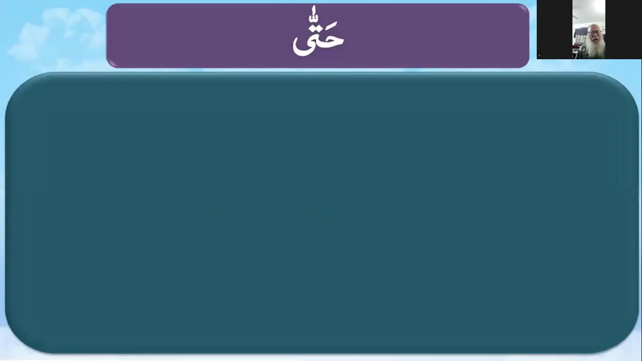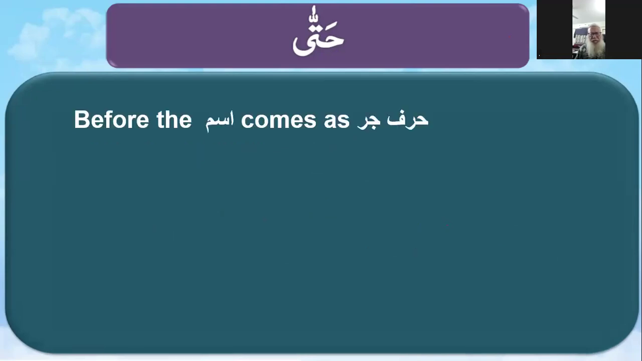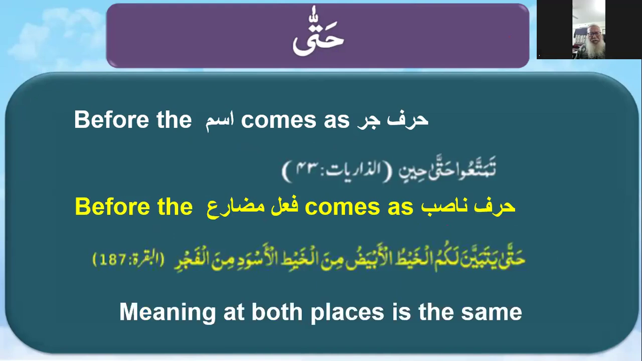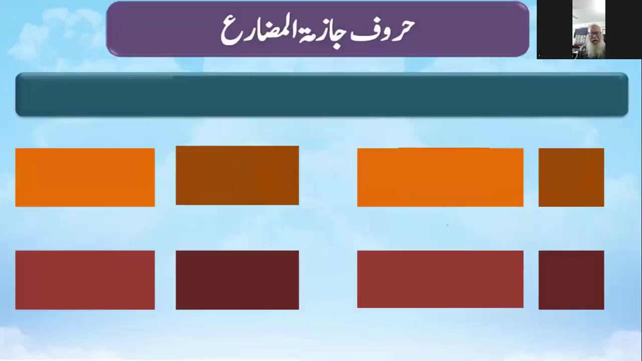Then we come to Hatta. We saw Hatta has 2 uses, Harf Jar and Harf Nasb. And I told you of a third one, Ataf; it is not here in your syllabus, but take it as an additional point. Before the Ism, if it comes, it's Harf Jar. This is the example. And if it comes after the Fi'l Mudari, then it is Harf Nasb. And these were the examples.